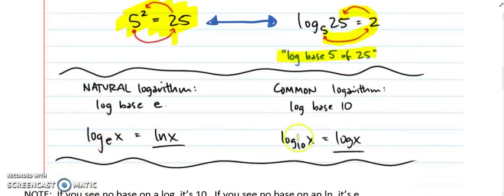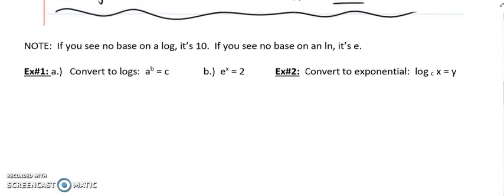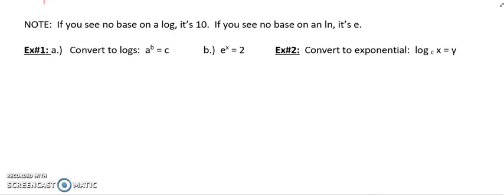I talked about that already. All other logs, the common logs, have base 10. All right, so, moving right along, if you see no base on a log, it's 10. If you see no base on a natural log, it's e. So let's go into these.